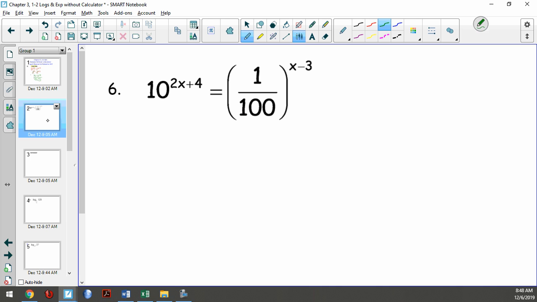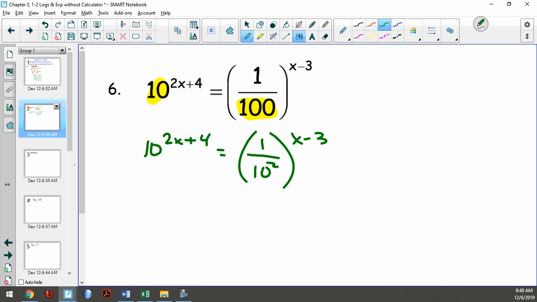What do you not like about this problem? There's a fraction. I don't like the fraction either, so how can we change that? First of all, before I change that, this has a base of 10. This has a base of 100. Can I rewrite 100 differently? What is that going to be? 10 squared. Okay, so this is going to be 10 to the 2x plus 4 is equal to 1 over 10 squared raised to the x minus 3. But it's in the denominator, and I don't want it in the denominator, so how do I move it to the numerator? Absolutely, make that have a negative exponent.